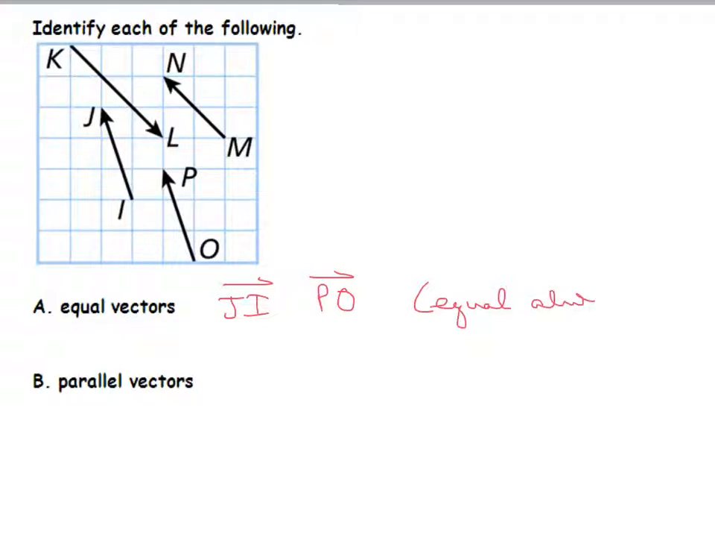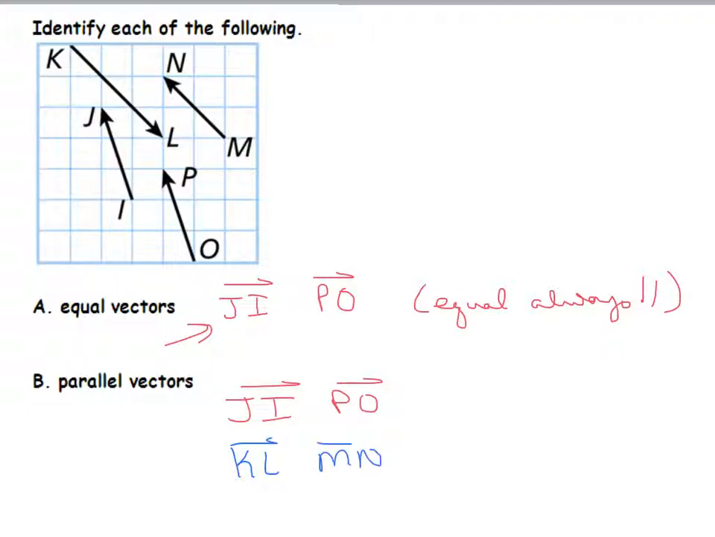Remember, equal vectors are always parallel. Okay? All right, so then parallel vectors, well, I do believe we have two sets. First of all, we know that this is one of them because they're equal, so therefore they have to be parallel as well. But we have another one. If you take a look here, they're going in opposite directions, but they are parallel, and it's okay to go in opposite directions. So we have KL and MN also being parallel.